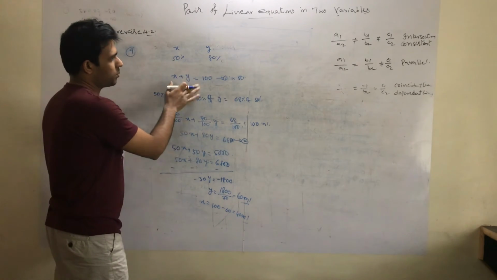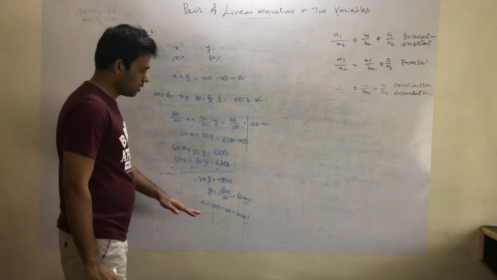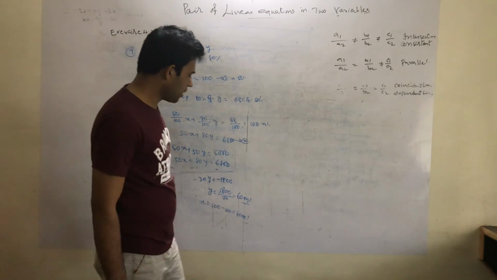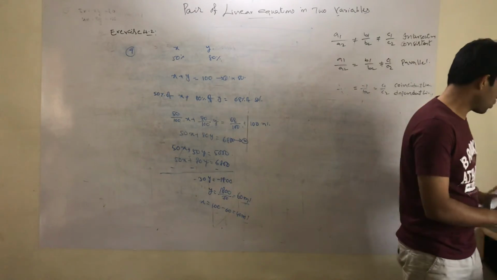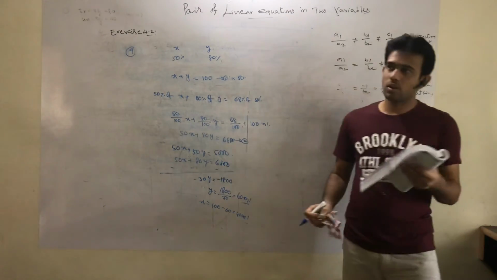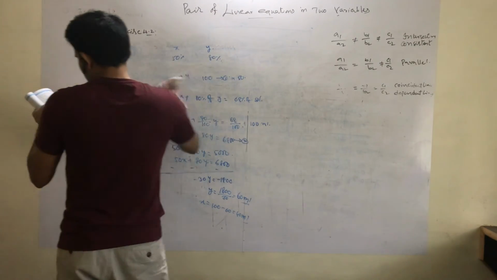So if you multiply this with 50, then you can do the elimination method. So that's how you are getting y as 60 ml and x as 40 ml. Okay, this is an important problem. Make a note of it. And there is another problem which is the last problem. So that's problem number 10.